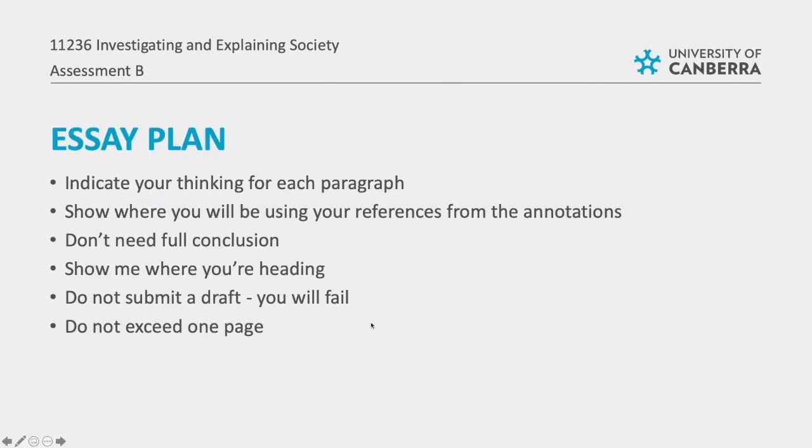You also need to include an essay plan in Assessment B. This should not be a major piece of work. It's just for me to understand that you know how an academic essay works. It gives me an idea of what you're thinking for each paragraph. It shows me how you're going to link it to the annotations that you've found. So basically, paragraph 3 is where I would use reference 3. That sort of stuff. It just shows me that you're thinking about it and how you're coming together for an essay. You don't need to give a full conclusion or anything like that. Just show me the concepts that you think you're going to be looking at and how you think you might go about it. It's an opportunity for me to provide feedback of whether or not you should be seeking additional support.